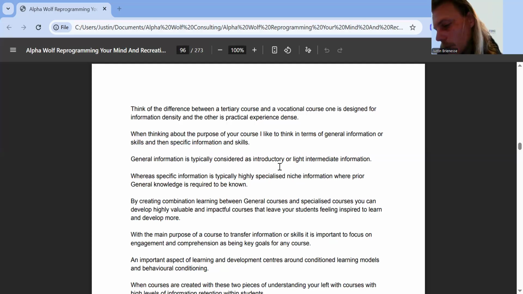So the easiest way to segregate these two types of courses is tertiary and vocational. Vocational is usually your more hands-on, and these are more your technical and trade skills. And tertiary is more intellectual. So these are more your theoretical and intellectual skills, like understanding how to do advanced mathematics or something like that. Do you know what I mean?